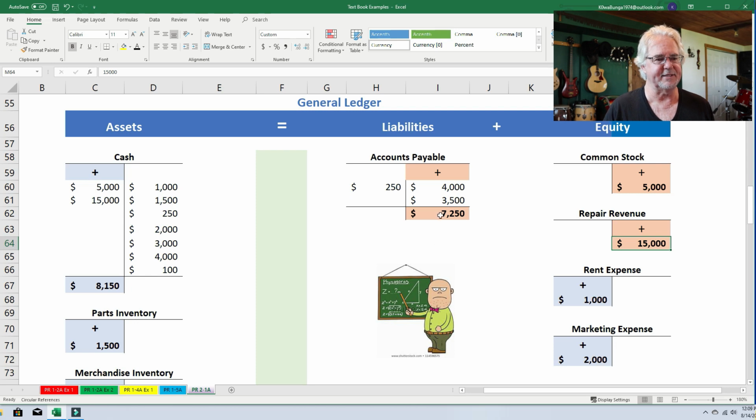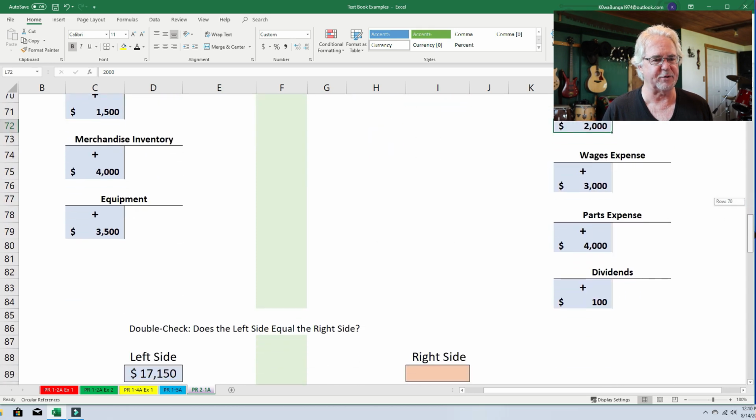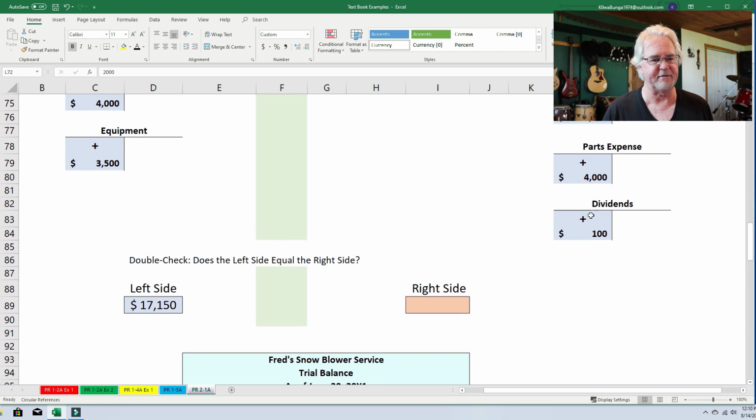But all it is, we're going to take the righties and subtract away the lefties. Okay? You can do it. Add up the righties, subtract away the lefties. And don't forget dividends down there. That's a lefty. Now, if you do that and you do it correctly, you get $17,150.